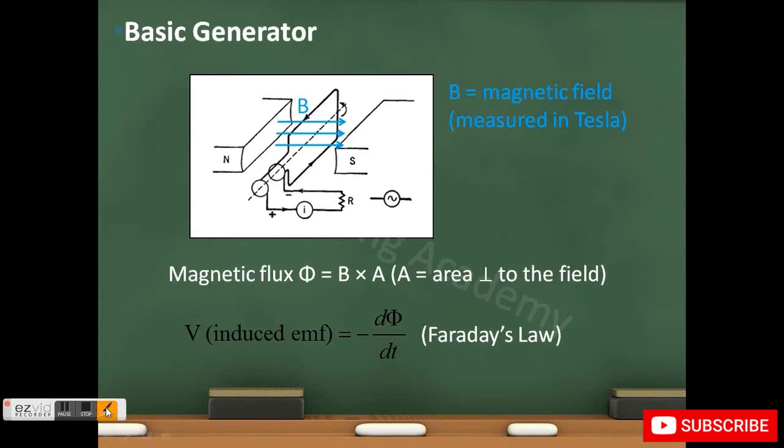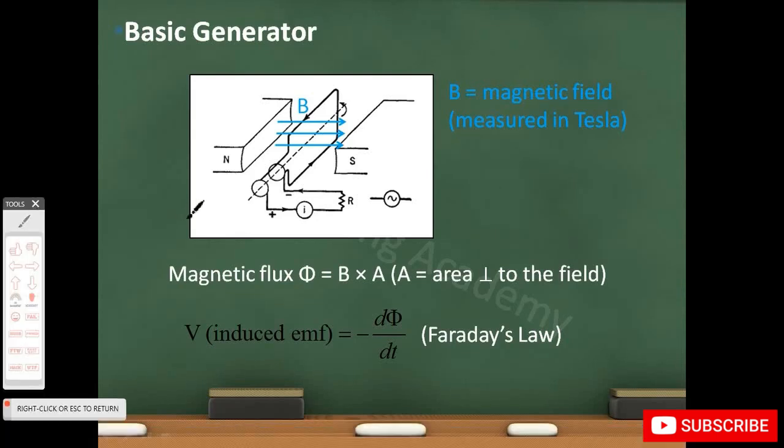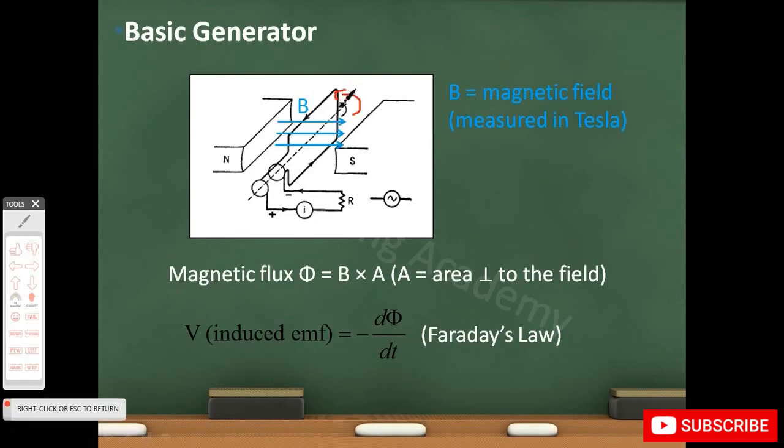First, let's look at how a basic generator works. When you place a conducting coil in a magnetic field like this, as the coil rotates, the area perpendicular to the magnetic field changes, and the change in the magnetic flux induces current. This is known as Faraday's law. So to generate electricity continuously, all we need is a mechanical force that keeps the coil rotating.